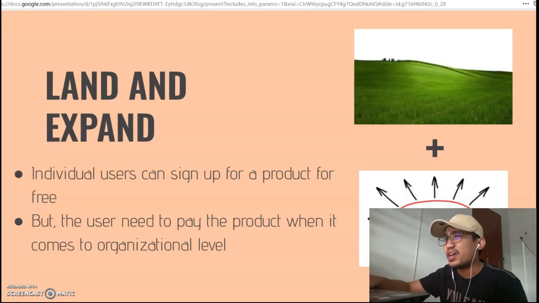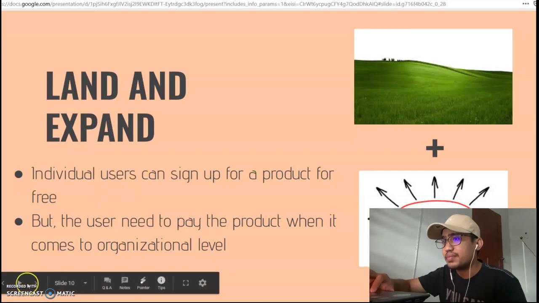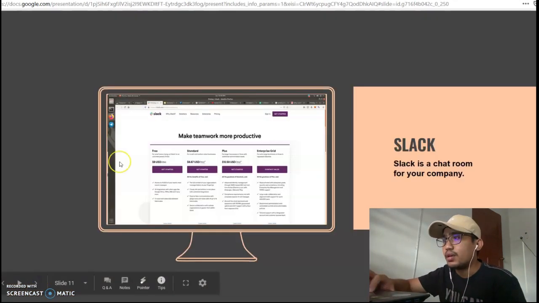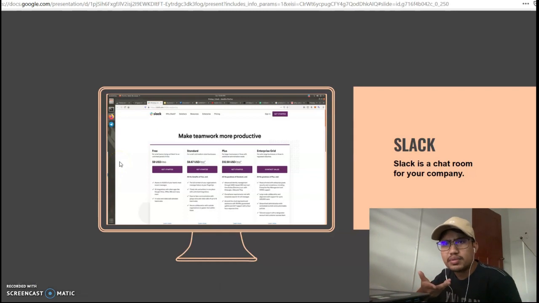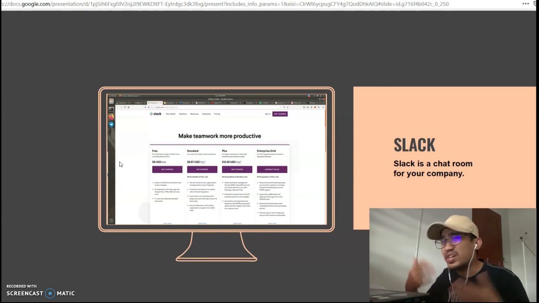We have an example here. As you can see, Slack. Do you know what Slack is? Slack is like, how to explain, it's like WhatsApp, but more for working people.